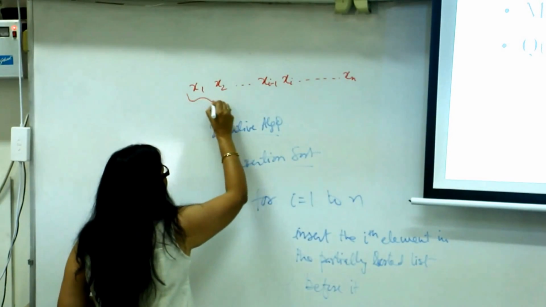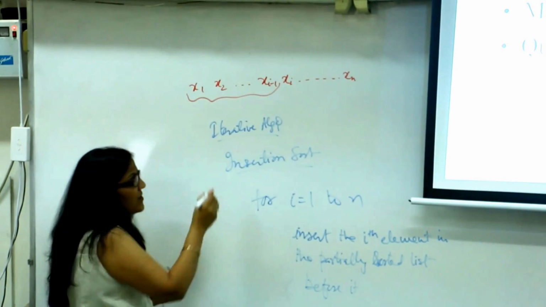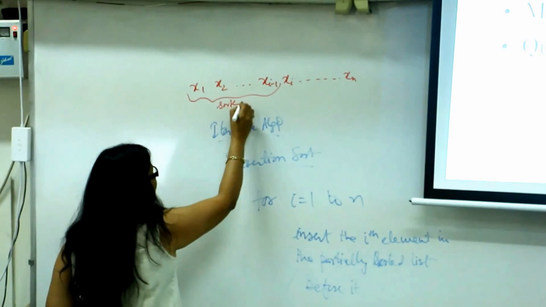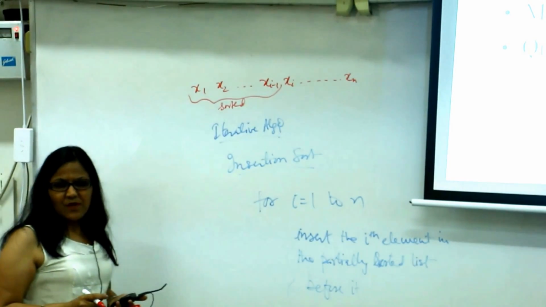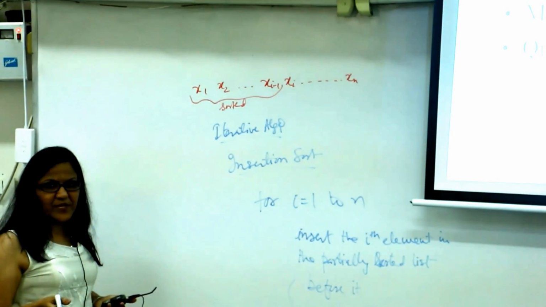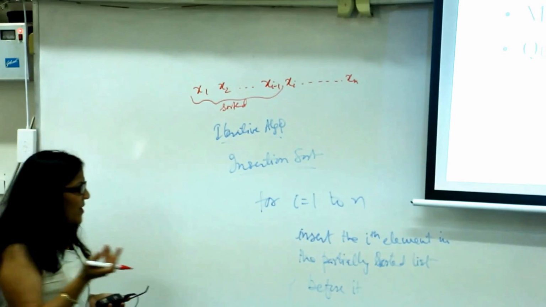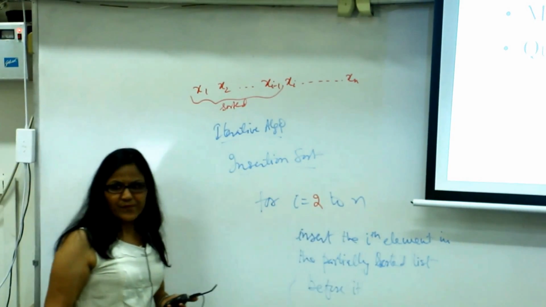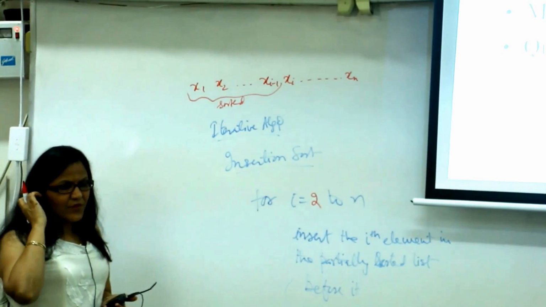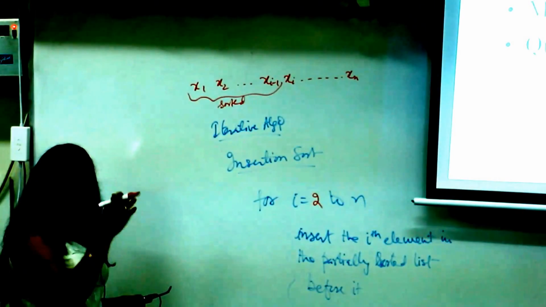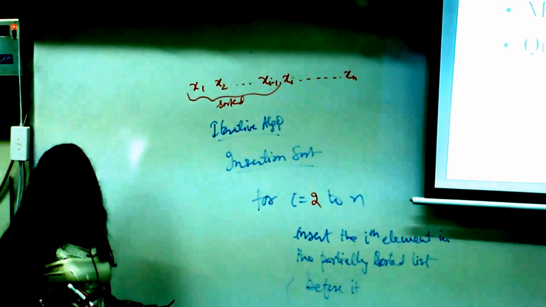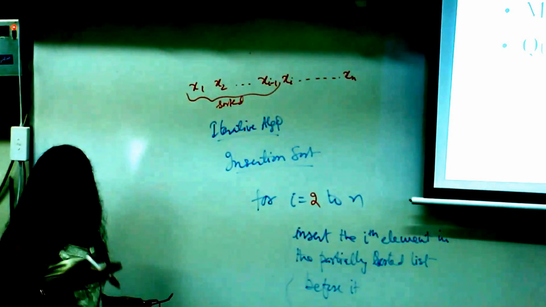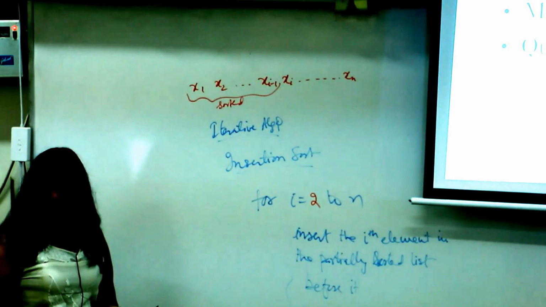So at all points of time, this is assumed to be sorted, and this is true in the beginning. We do it from i equal to 2 to n. For i equal to 2, I have only one element before that, which is sorted by default. And after that we are maintaining this, that it will be sorted.